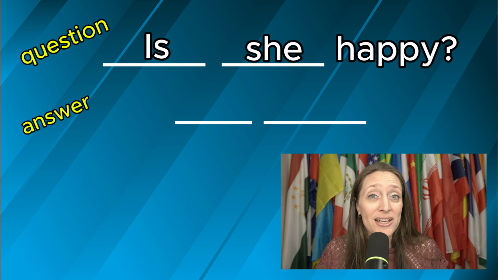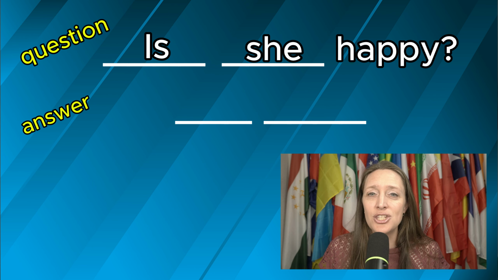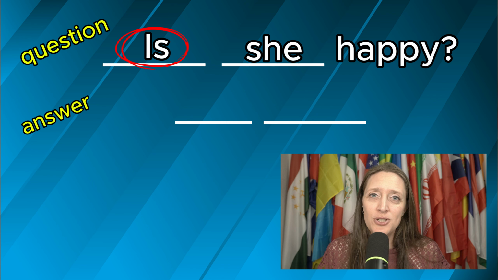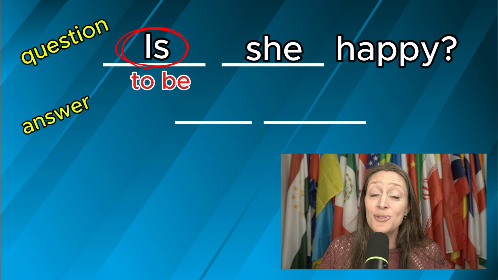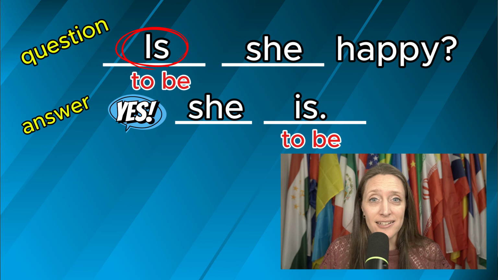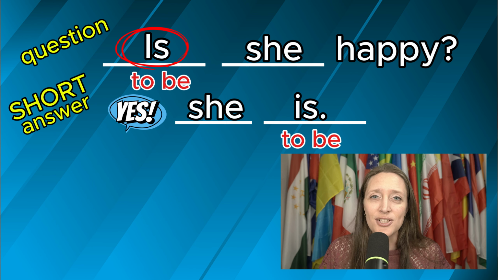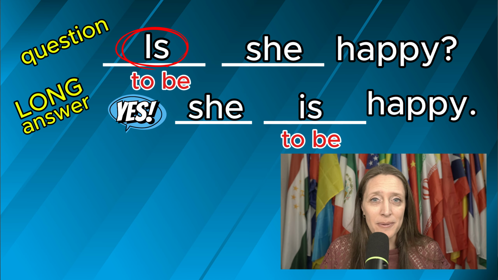Listen to the first word in the question. The first word is is. That's the verb to be. So you need to answer with the verb to be. Yes, she is. That's the short answer. Or you can say, yes, she is happy.